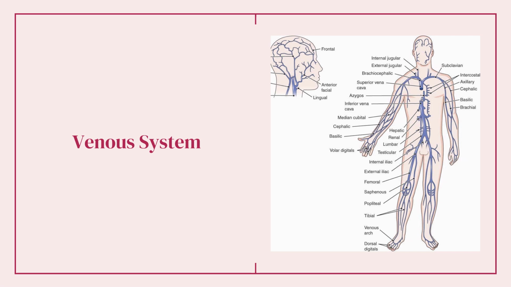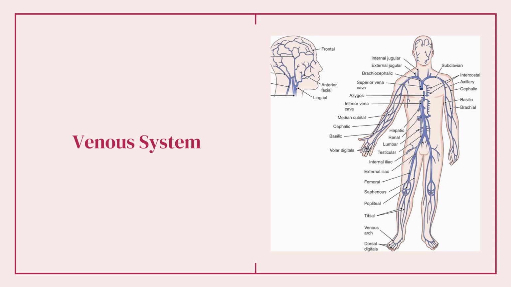So you'll see major veins labeled here, but really we're focusing on the jugular veins, which reflect right-sided heart pressure, peripheral veins in the arms and legs to assess for swelling or circulation, and deep versus superficial veins, which is important for things like deep vein thrombosis or blood clots.